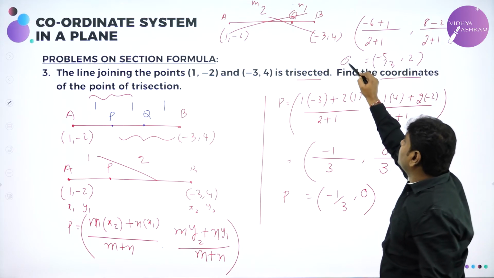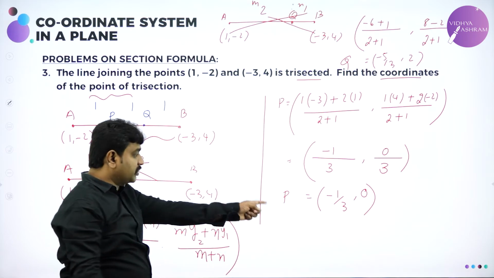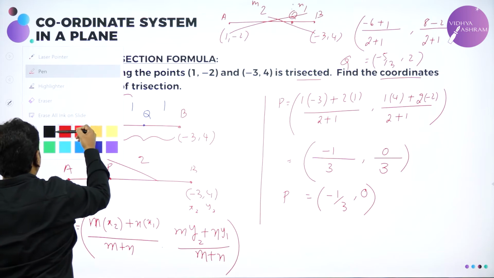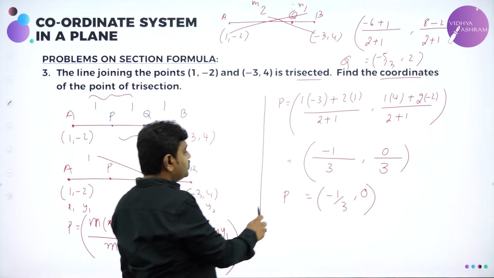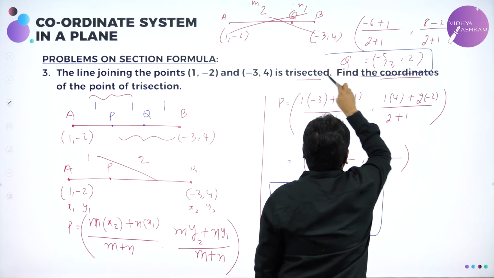That is Q. So now we got 2 points of trisection. One is minus 5 by 3, 2. The other one is minus 1 by 3, comma 0. So these are the points of trisection. These are the coordinates of the points of trisection. One is P, the other one is Q. We got the 2 points.